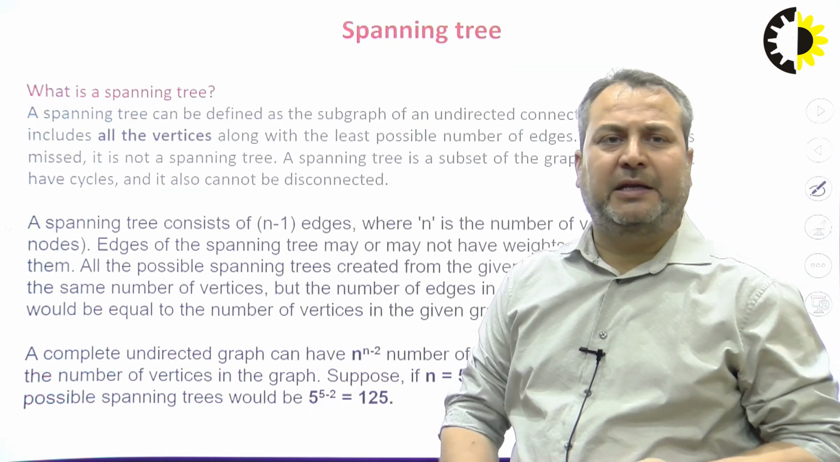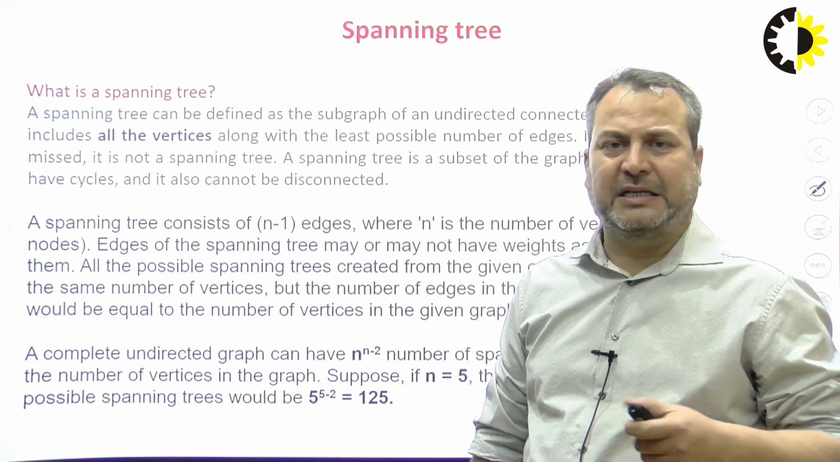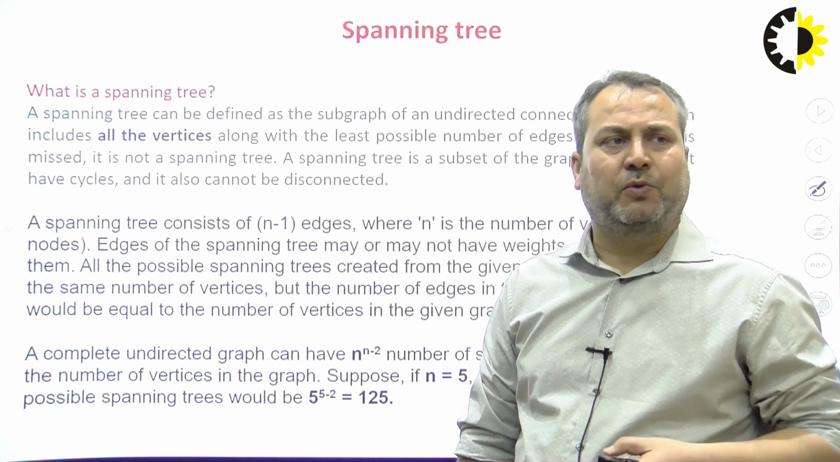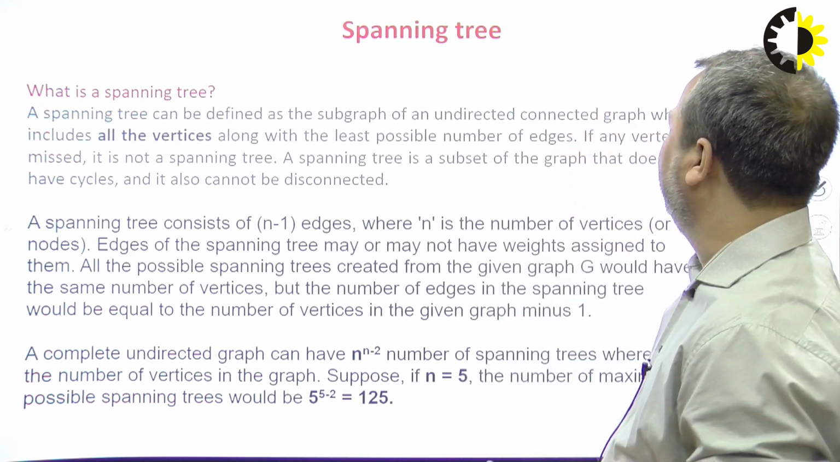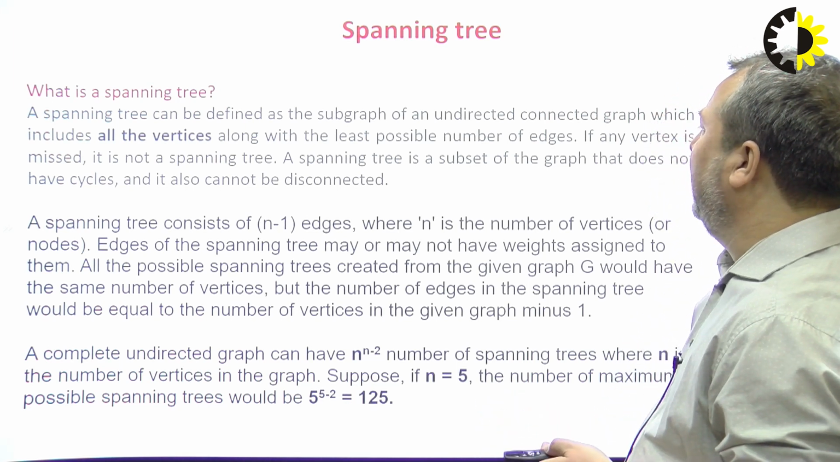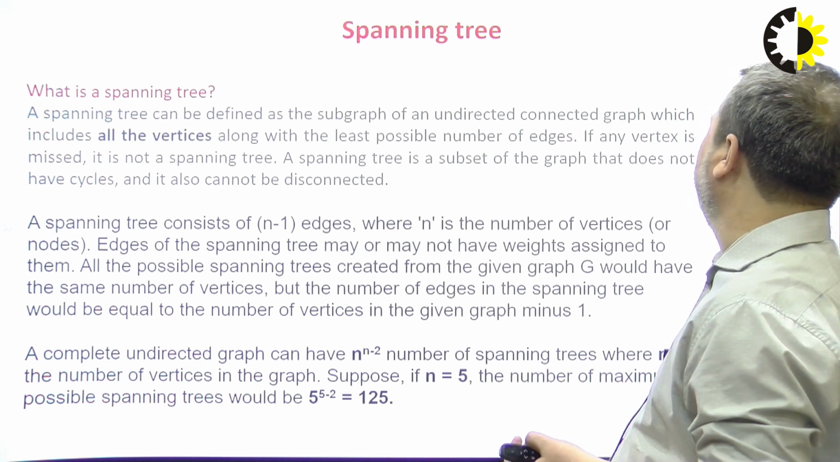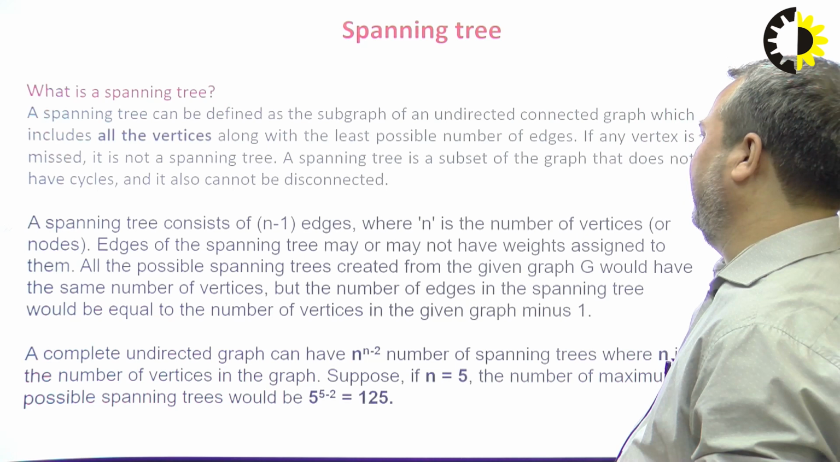Before minimum spanning tree, we need to know what a spanning tree is, right? So what is a spanning tree? A spanning tree can be defined as a subgraph of an undirected connected graph which includes all the vertices along with the least possible number of edges, right? If any vertex is missed, it is not a spanning tree.